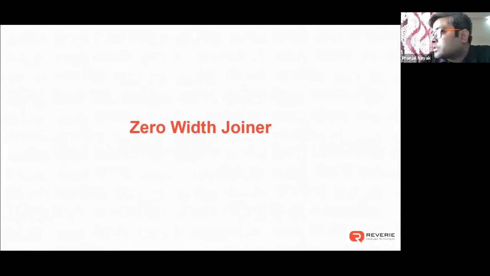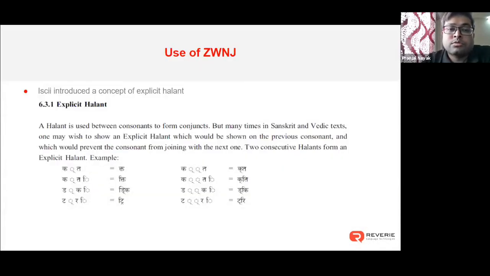So coming to the concept of zero width joiner, you would remember that we had touched upon a little bit on the zero width non-joiner, on the use of zero width non-joiner, right? So ISCII introduced the concept of explicit halant. I'll just read out what ISCII put out. Halant is used between consonants to form conjuncts. Many times in Sanskrit and Vedic text, one may wish to show an explicit halant, which would be shown on the previous consonant and which would prevent the consonant from joining the next one.